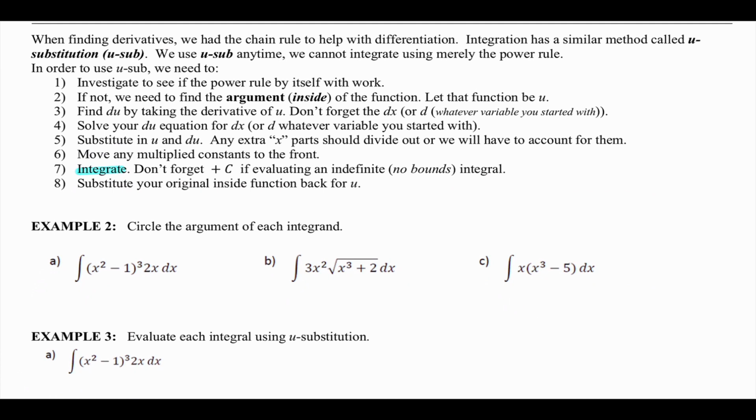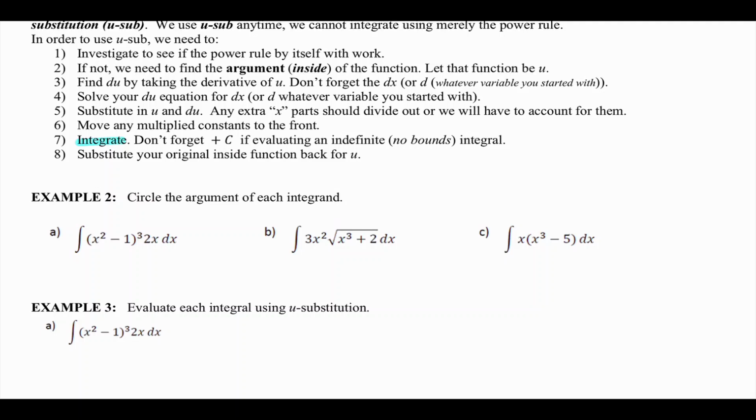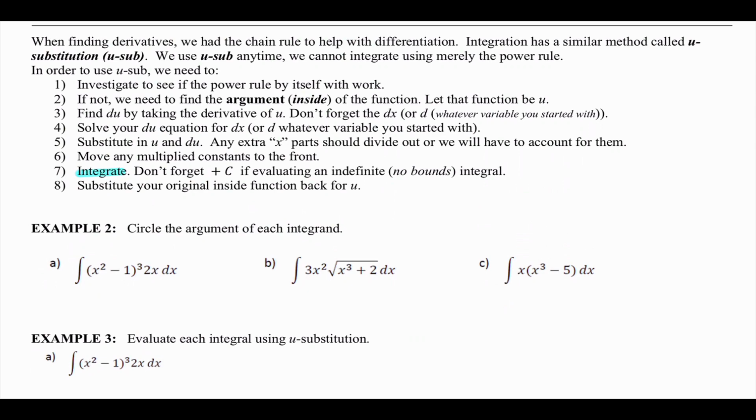Okay, so the first example, number 2, I want you to circle the argument, and then we're going to actually use U-substitution. So circle the argument for A, B, and C, number 2, just like we just did earlier. Okay, so hopefully you circled those ones there.